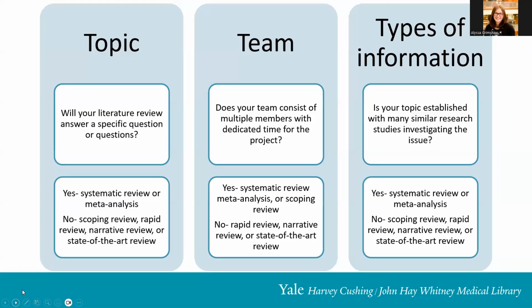If you do not have at least two members, and perhaps three, so that you have a third to resolve those conflicts, I would say you're definitely doing a rapid review, a narrative review, or a state-of-the-art review. You should not see a systematic review published with just one author. That is not following the best practice methodology by any of these associations.